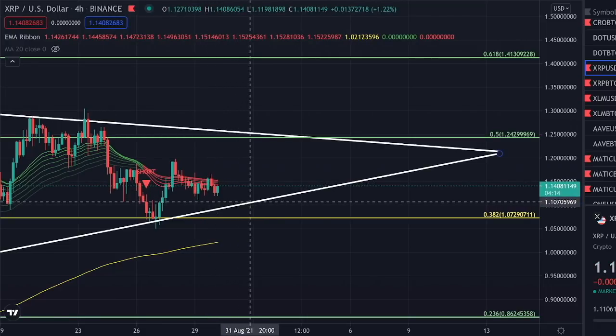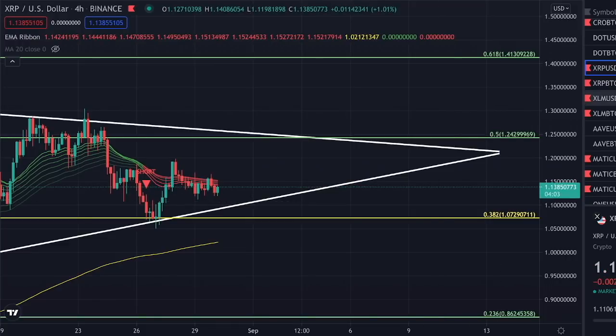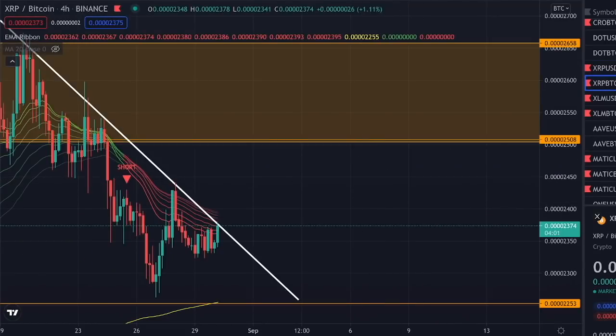Of course, on the XRP compared to Bitcoin chart, XRP was looking very good to me because we are heading towards perhaps a breakout outside of that descending support. We are perhaps seeing a trend reversal getting started on this chart over here.